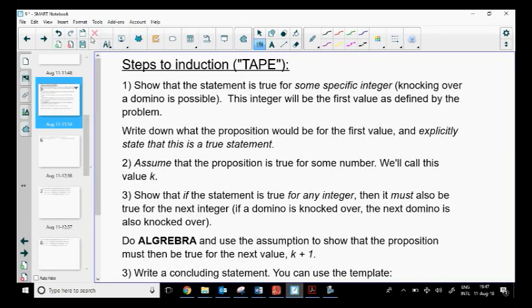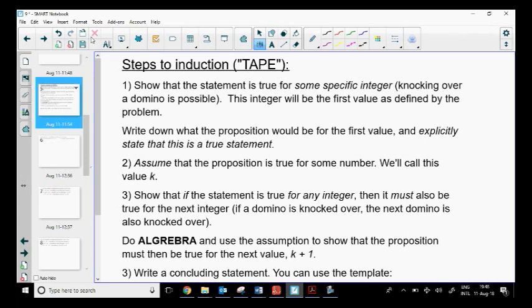Okay, one big thing about this step. When you do this test, you are going to explicitly state that it's a true statement. It's going to sound very, very obvious. Like you're going to end up with a statement that says something like 2 equals 2, and then you're going to write, which is true. Big deal, trust me. Step 2, we're going to assume that the proposition is true for some number. We'll call this value k. You'll see what I mean about that in just a minute, okay?